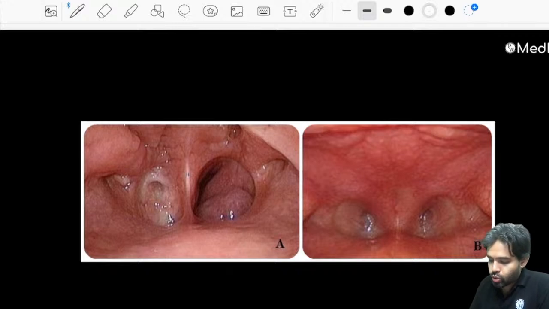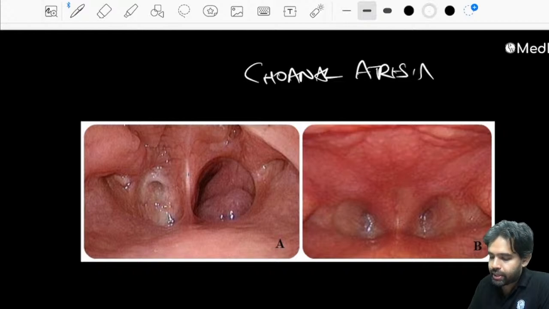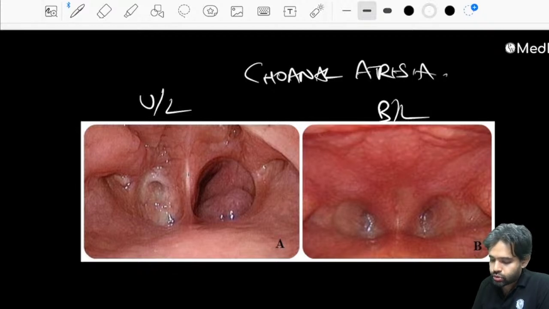Okay, now guys, this is choanal atresia. Now you will understand after I showed you the normal one, choanal atresia, very commonly asked MCQ, but this is the visual. Here you see it is unilateral and here you see it bilateral. This side looks maybe bony and this side looks membranous.